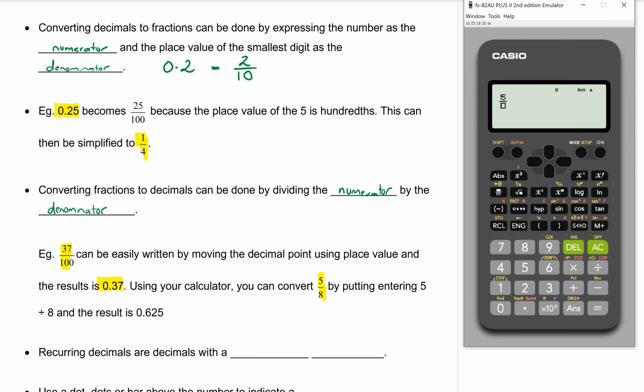So I type in my fraction 5 over 8. And to make that into a decimal, you just press that S-D button. So you get 0.625. You can also use the divide button. If you go 5 divided by 8 instead of the fraction line, it will give you the same thing.